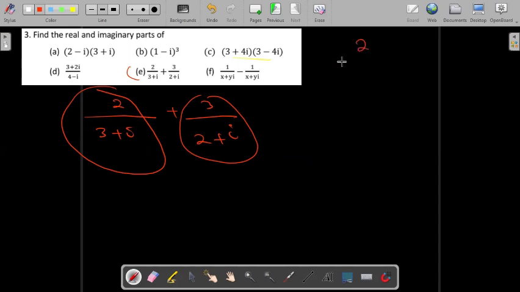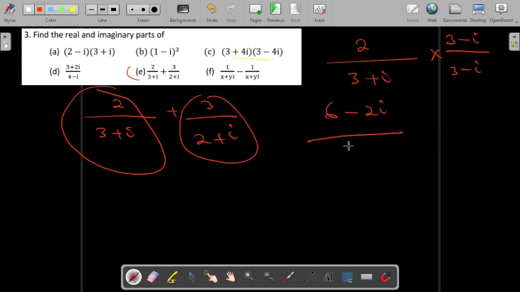So I say work out 2 over 3 plus i. So how do I work out this? I have to rationalize this denominator. So I'll multiply by the conjugate. So I have 3 minus i over 3 minus i. Then here I'm just going to get on top, that'll be 6 minus 2i. Then down that.